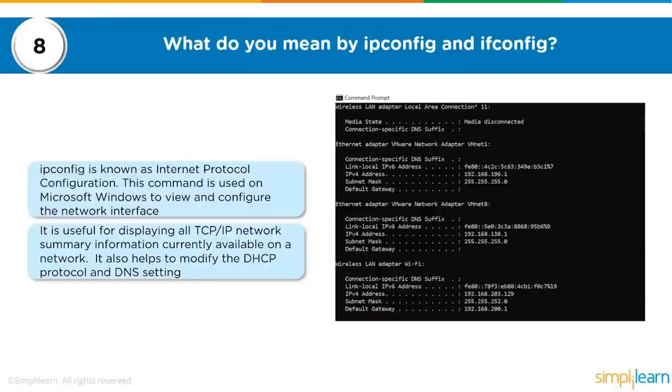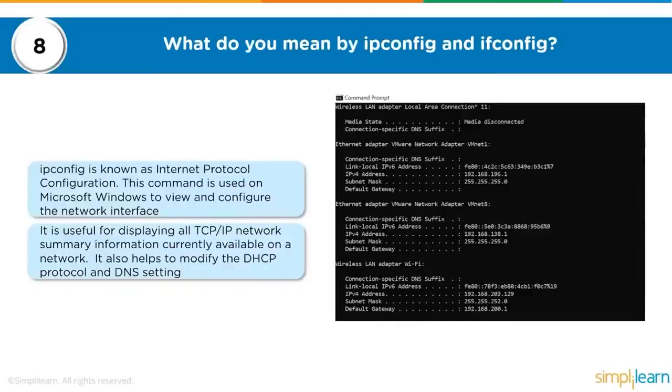So you can see wireless LAN adapter, local area connection, the media is disconnected, it doesn't exist. At the bottom you will see the Wi-Fi connection, wireless LAN adapter, and it can give you the IP version 6 address, IP version 4 address, the subnet mask, and the default gateway.